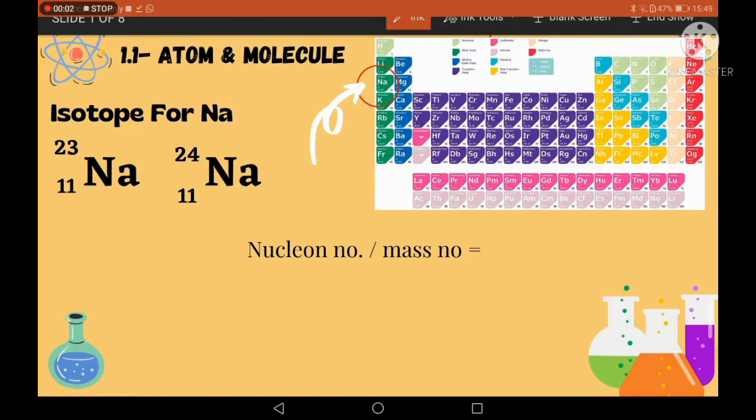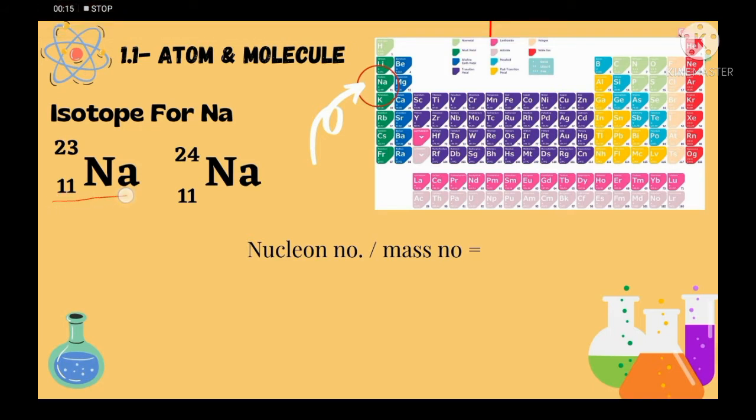Hi. Okay, so we're going to continue the last part for 1.1, about mass spectrum and the calculation involving mass spectrum. Now we have two isotopes for Na. The first one is Na23 and the second one is Na24. But actually, the sodium atom has more isotopes than this, such as Na25 and Na26. But for today's lesson, I'm going to take only two isotopes for Na.